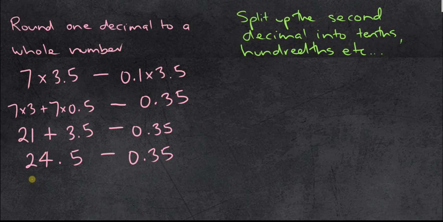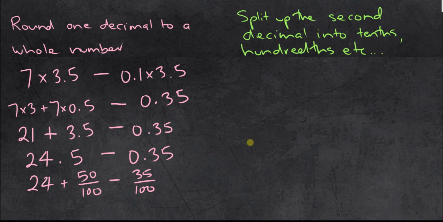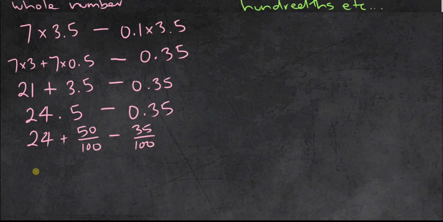And if I just realise that this is 24 plus my 5/10, which is the same as 50 hundredths, and I am subtracting, if I change this to hundredths also, 35 hundredths. So that will give me 24 plus 15 hundredths, which I can just change to 24.15.